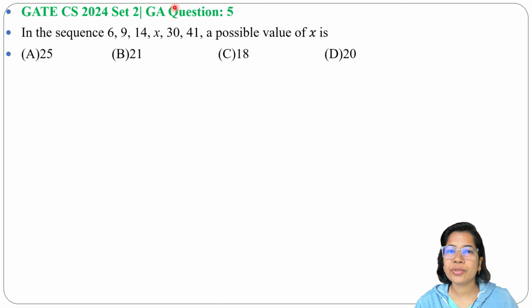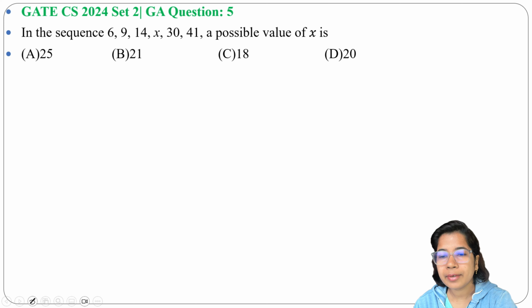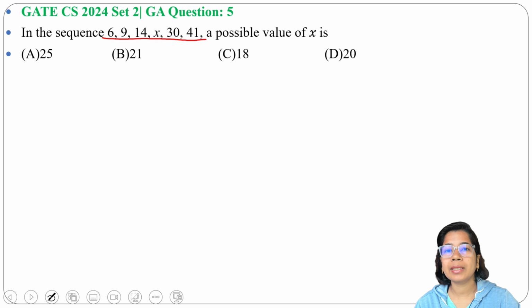Let's solve one previous question of general aptitude. This question was asked in GATE CS 2024 set 2 GA question number 5. In this sequence 6, 9, 14, x, 30, 41, a possible value of x is, and 4 options are given. We have a sequence. First we need to find the pattern in which way the sequence is constructed, then we can easily find the x value.